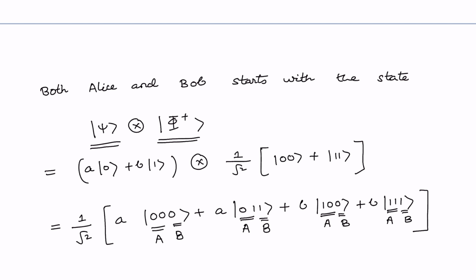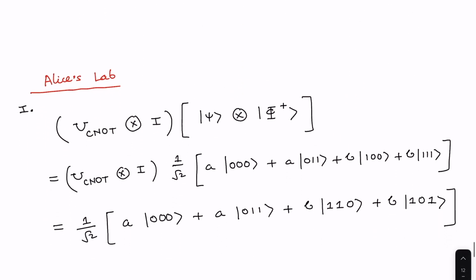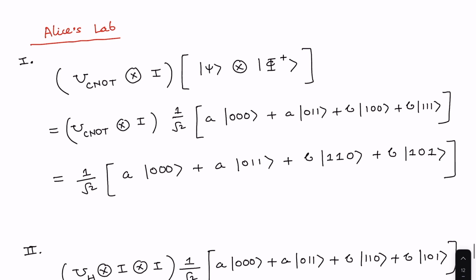Now, in Alice's lab, she is going to do certain operations as per this quantum teleportation protocol. First, Alice is going to apply the CNOT gate operation on her two qubits, while Bob's qubit is going to be unaffected. That's why this is given by the identity operation. That means Bob's qubit is not going to be touched at all.